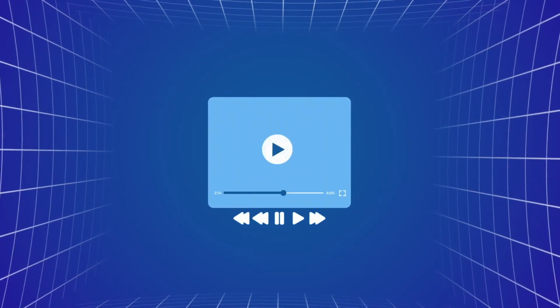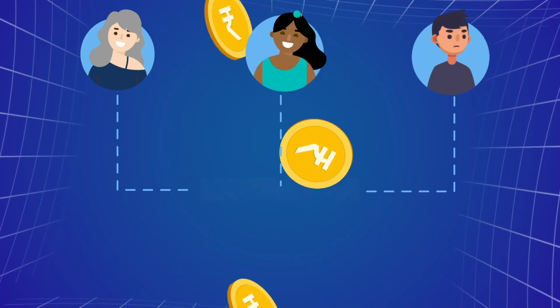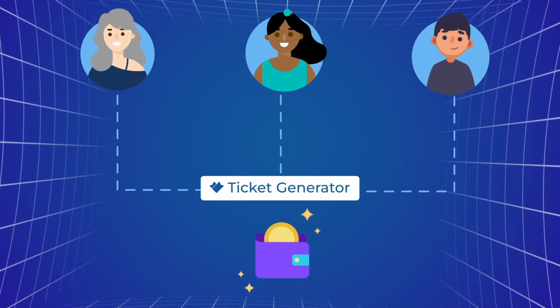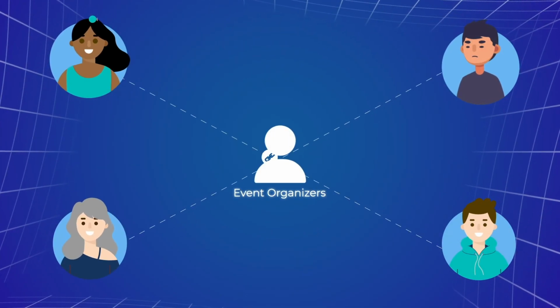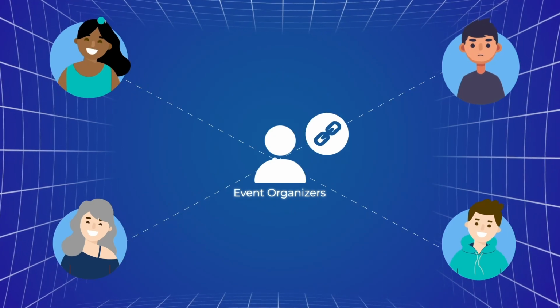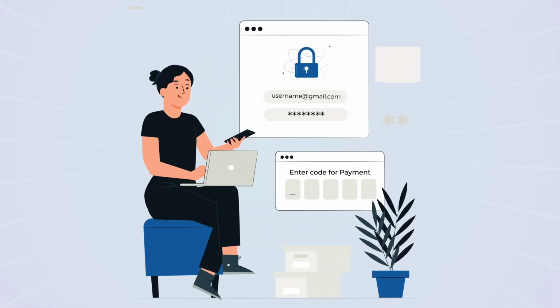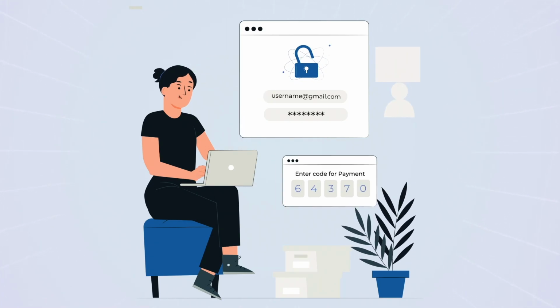This video will help you set up a payment method to collect payments. Ticket Generator helps you receive payments from the guests when they register for the event via our event registration feature. Using this feature, event organizers can share their event registration link with potential guests. On clicking the link, the guests are taken to the registration form. They can then fill out their details and make the payment too.